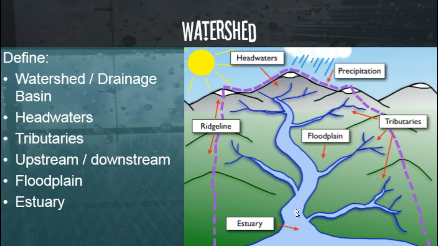When we're talking about upstream, we're talking about closer to those headwaters, closer to where it originates from. And when we talk about downstream, we're talking about further on, closer to where it's actually going to empty out into the larger body of water. A floodplain is any area that naturally this stream or this river is going to flood periodically and overflow its banks. And remember that estuary is where the fresh water is going to meet the salt water, and you're going to get that brackish mix.